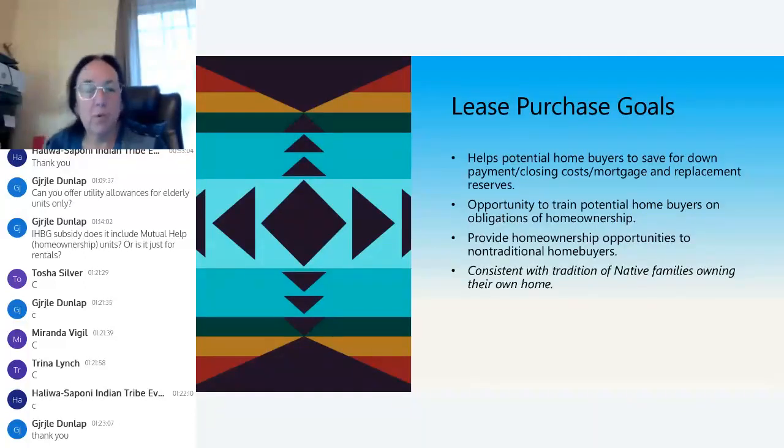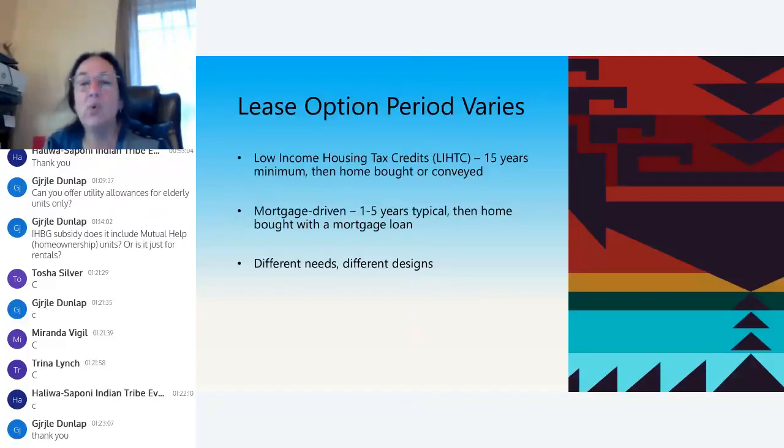Some of the goals: helps the home buyers to save for down payment, closing costs, mortgage replacement reserves, opportunity to train potential home buyers on obligations of home ownership, provide home ownership opportunities to non-traditional home buyers. That's consistent with the tradition of Native families owning their own home.